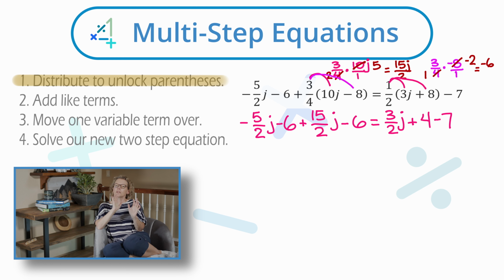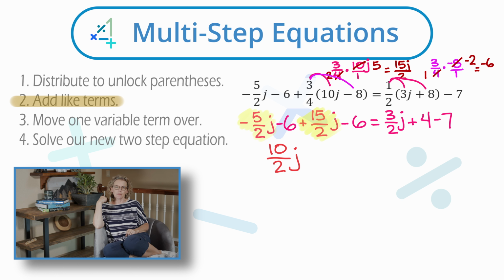So this is still looking a little scary, but our next step is to add like terms. -5/2 j plus 15/2 j. They already have common denominators, so adding them up, I'm at 10/2 j. Let's leave that instead of simplifying it. -6 minus 6 equals -12. Then over here, I have 3/2 j plus 4 minus 7 for that -3.